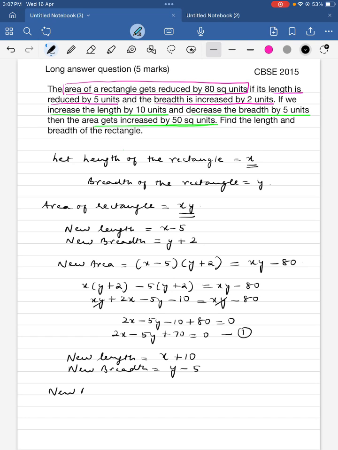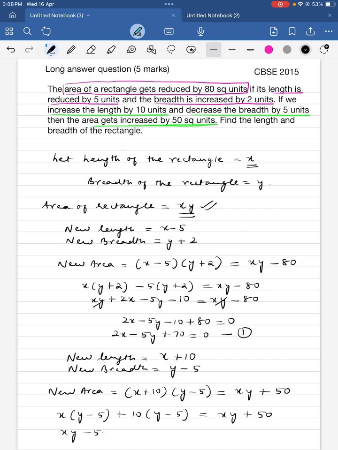So now what is the new area of the rectangle? It's going to be (x plus 10) times (y minus 5). And what is this area equal to? It's the old area increased by 50 square units. And the old area, like I told you before, is xy. And that gets increased by 50 square units. Okay, so let me open up the brackets. So x times (y minus 5) plus 10 times (y minus 5) is equal to xy plus 50. So that's xy minus 5x plus 10y minus 50 is equal to xy plus 50.